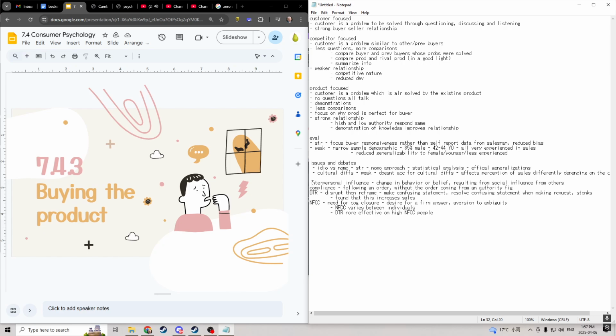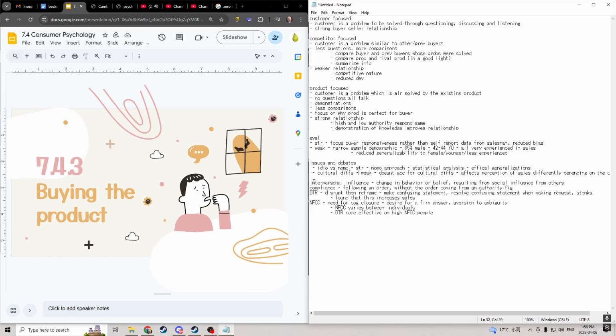And then we go on to interpersonal influence real quick. So interpersonal influence is the change in behavior or belief resulting from social influence from others. An example of this is compliance, which is what we'll be looking at specifically. And compliance is following an order, even without the order coming from an authority figure.